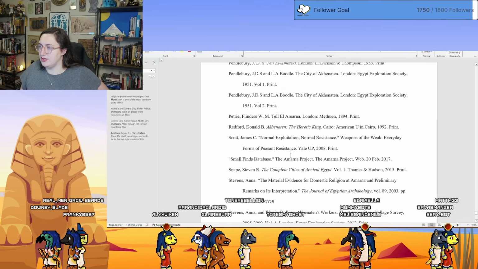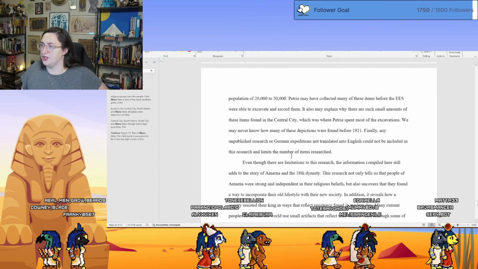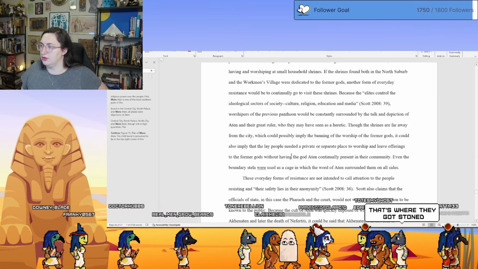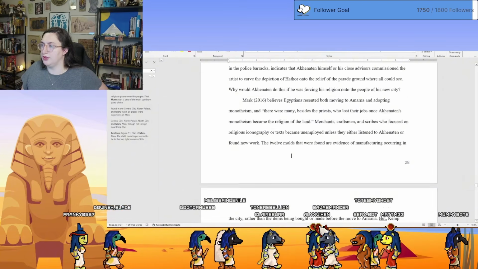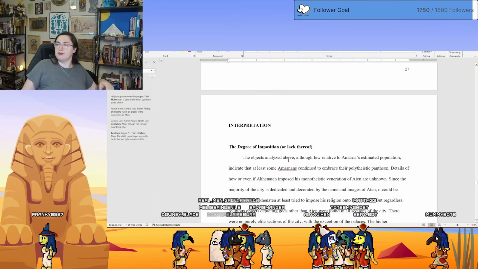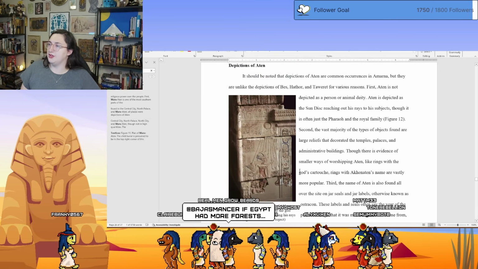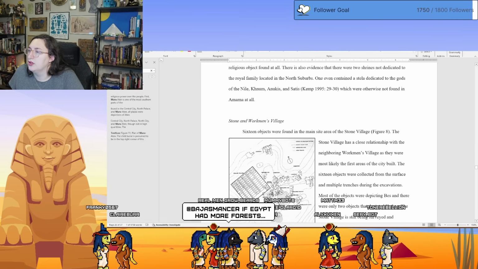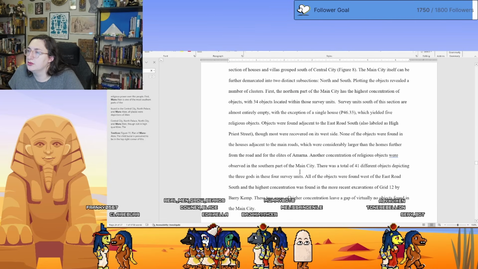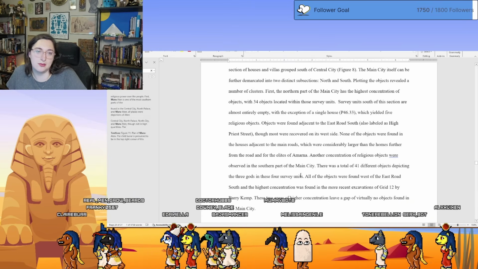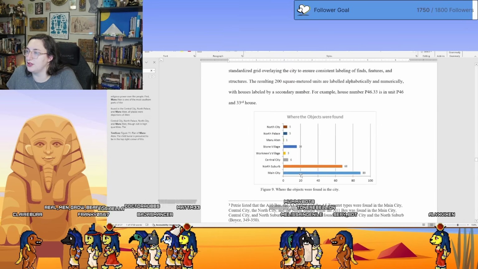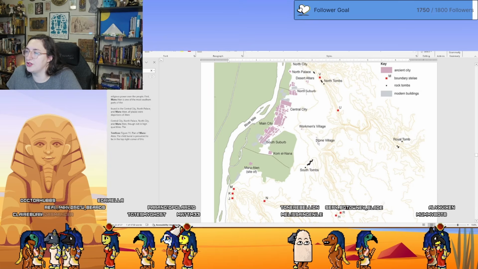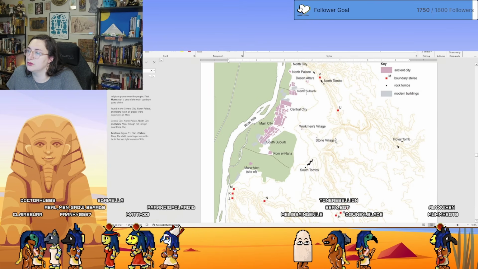I wanted to see if my percentages are in here somewhere, because I know I have them on my Excel spreadsheet, but I did not want to. Also, the way that this is so eerily similar to my graduate thesis is a little bit jaw-dropping. Here we go. Oh yeah, here's the Stone Village. So the Stone Village is actually further out.